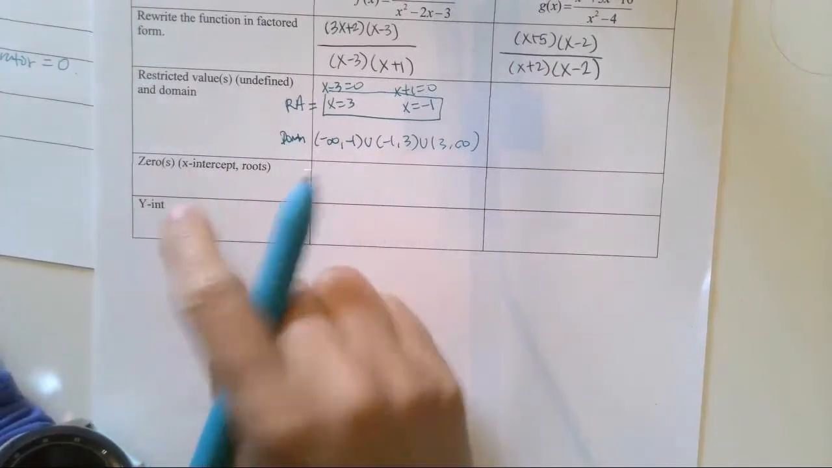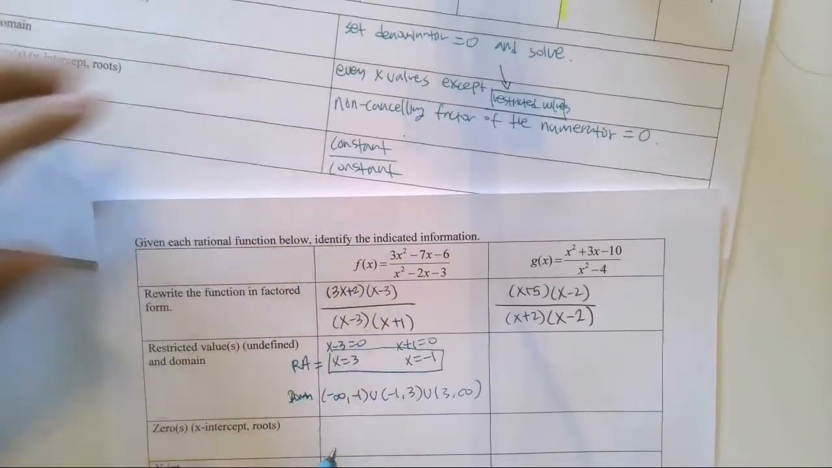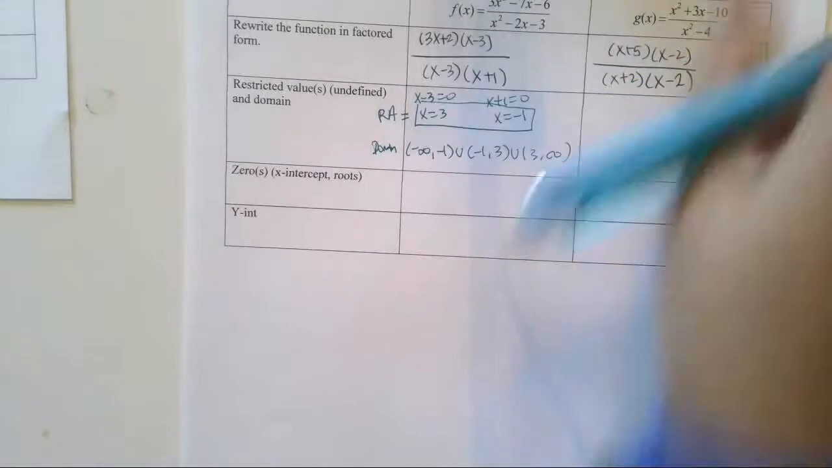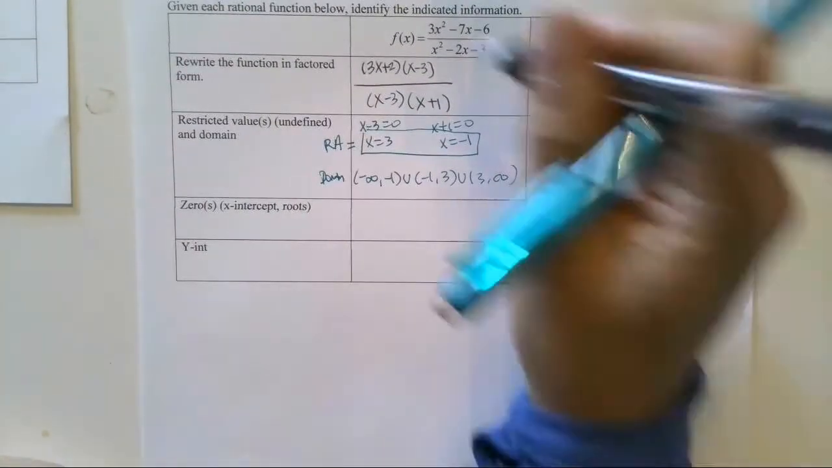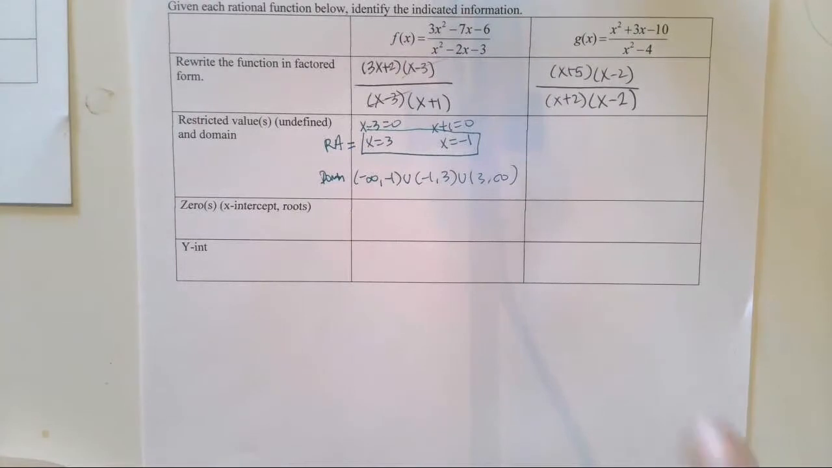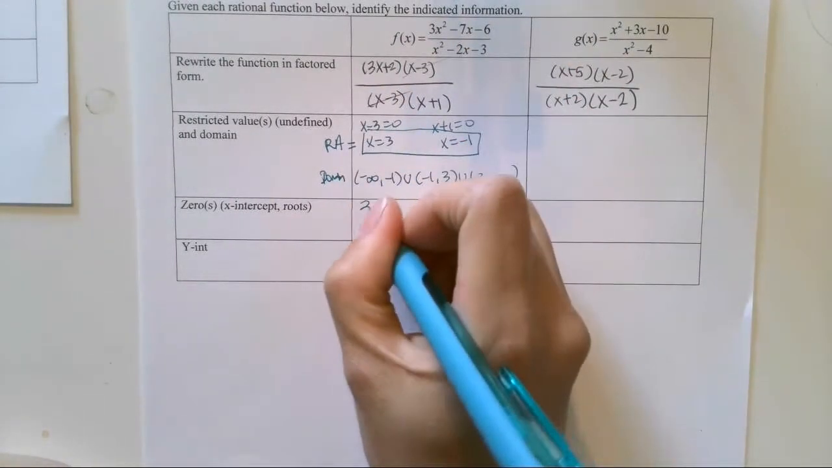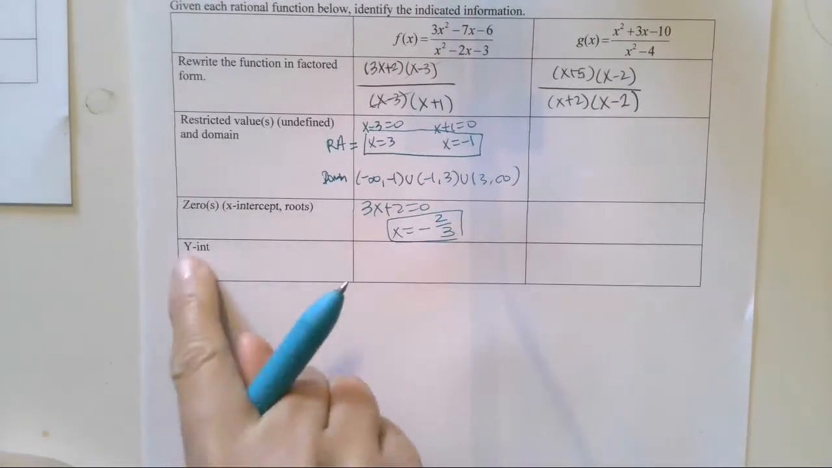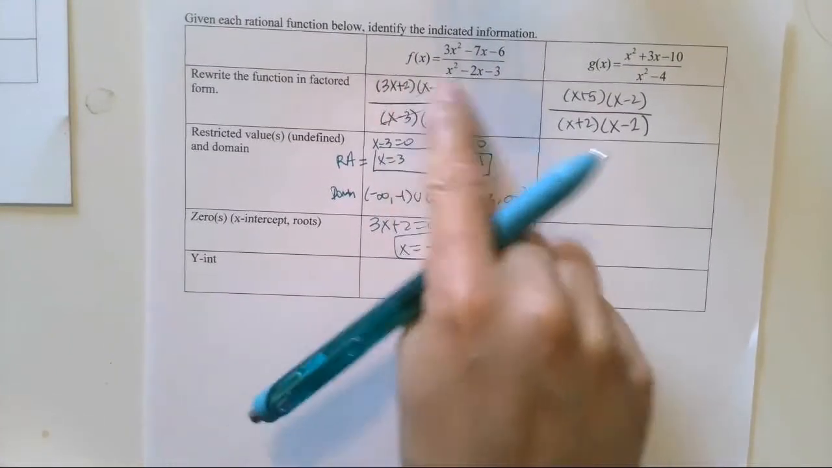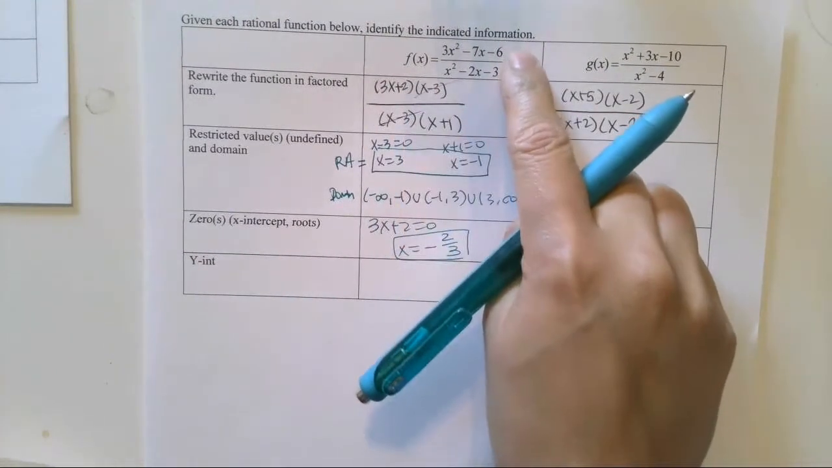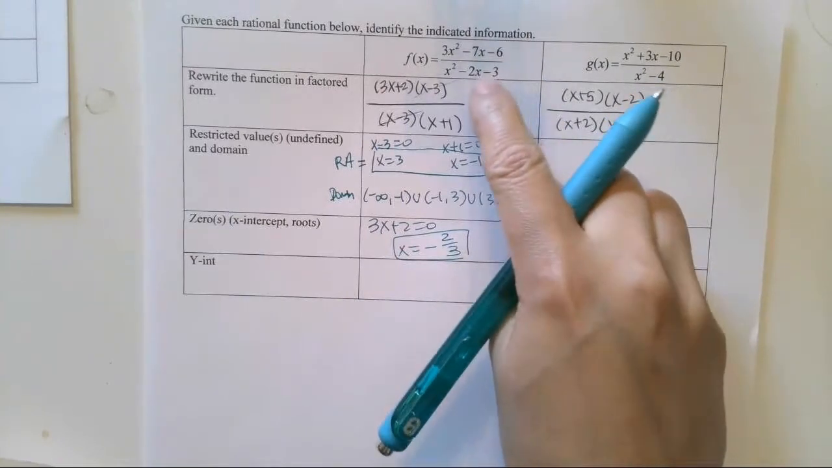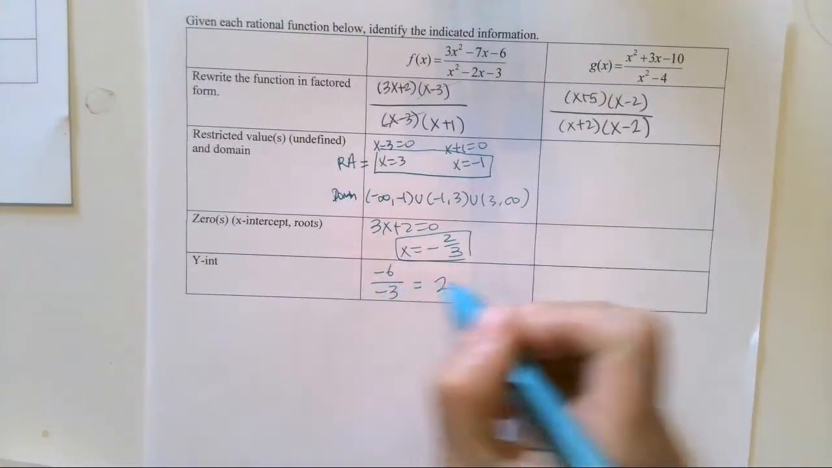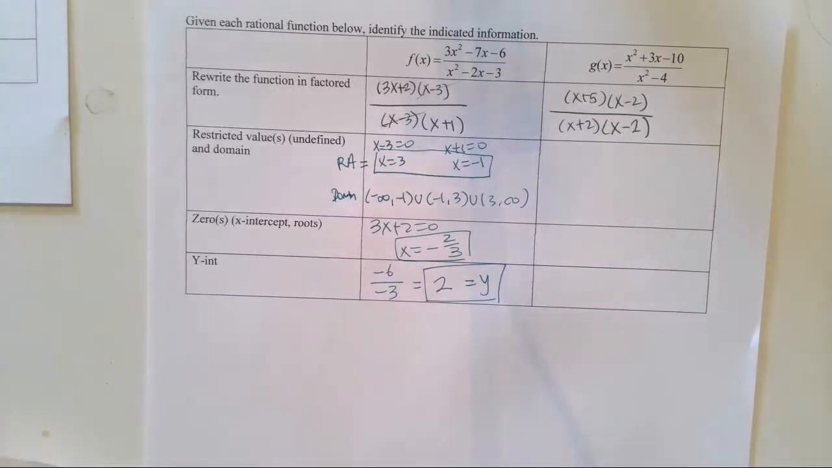Good? Alright, what about the zero? Go back to the table. How do you find the zero? Zeros: non-canceling factor of the numerator equal to 0. So when I look at it, we can cancel the x minus 3. The non-canceling factor of the numerator is what? 3x plus 2. X is equal to negative 2 thirds. Y-intercept: constant over constant. So you can't really look at the factor form, you need to look at the original one. So the constant is negative 6, and the constant is negative 3. So negative 6 over negative 3 is equal to 2. Over here it's going to be y is equal to 2. Does that make sense?